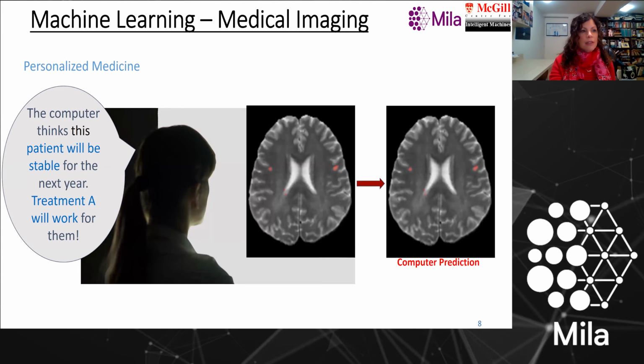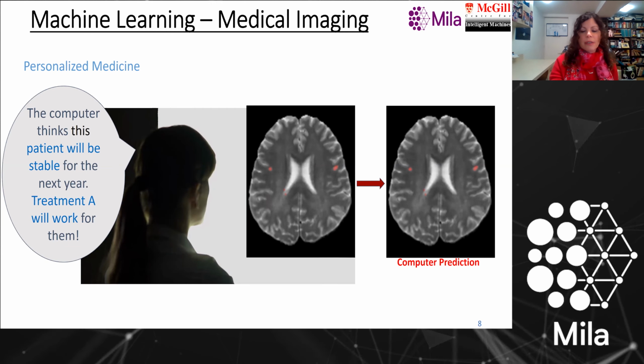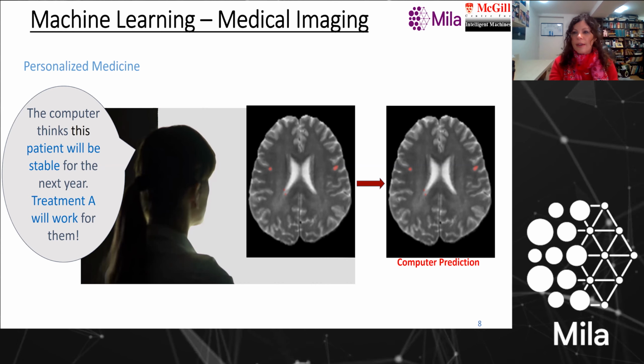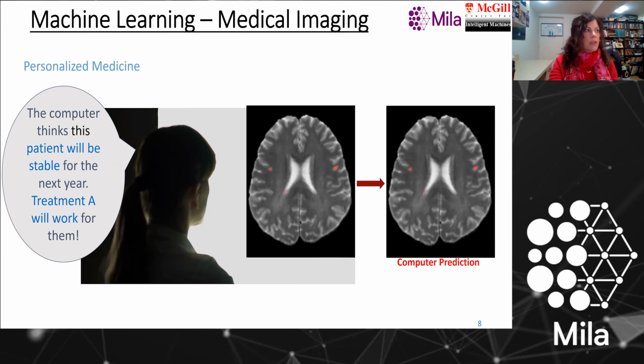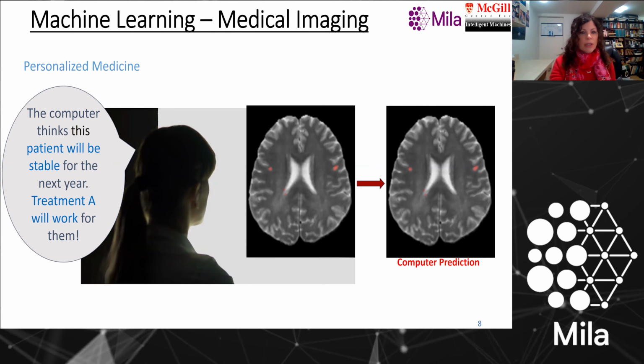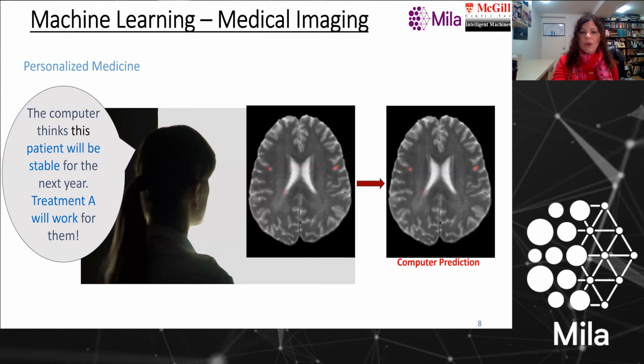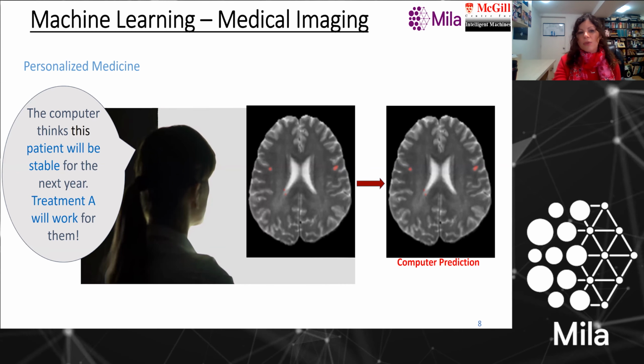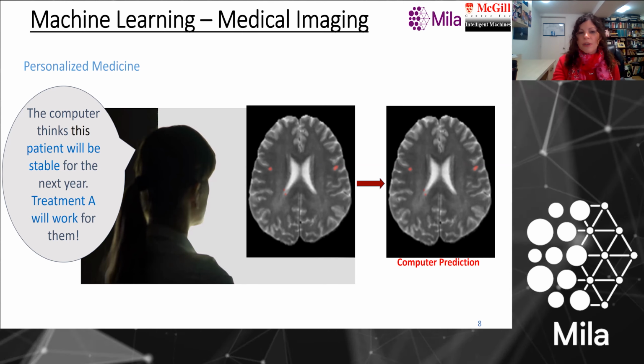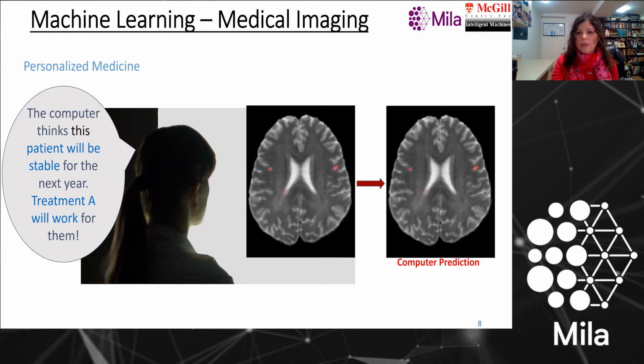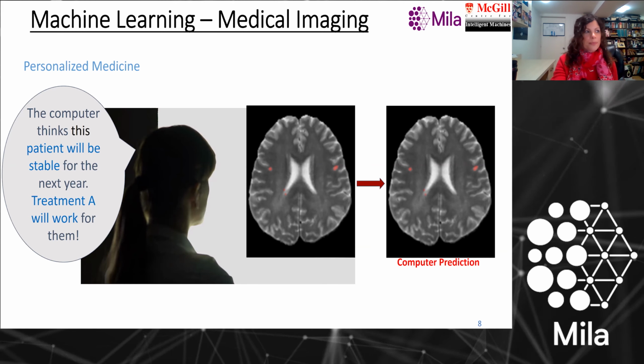This is things like, supposing the computer will predict that this person's brain will not change over time. This could be conveyed to a clinician. The clinician can then note and say, okay, the computer thinks this patient will be stable for the next year, and then make a personalized medical decision.